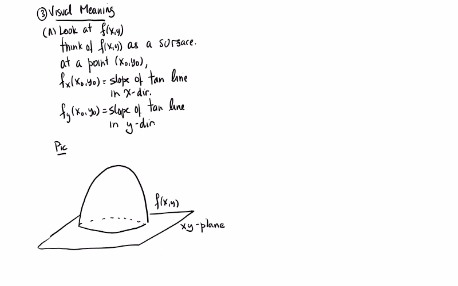Imagine we go to a specific x0, y0. So imagine this is our x0, y0. And then we take a trip up to the function. So we go up. Maybe we're on the front of the function right here. So this is now the point x0, y0, f of x0, y0, because we went up to f, right?